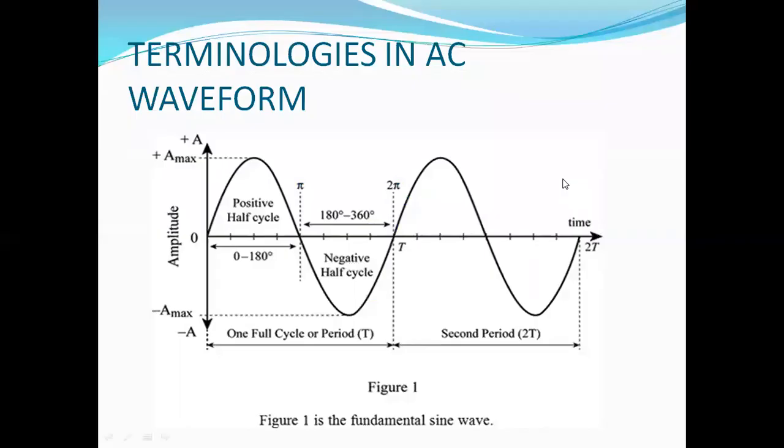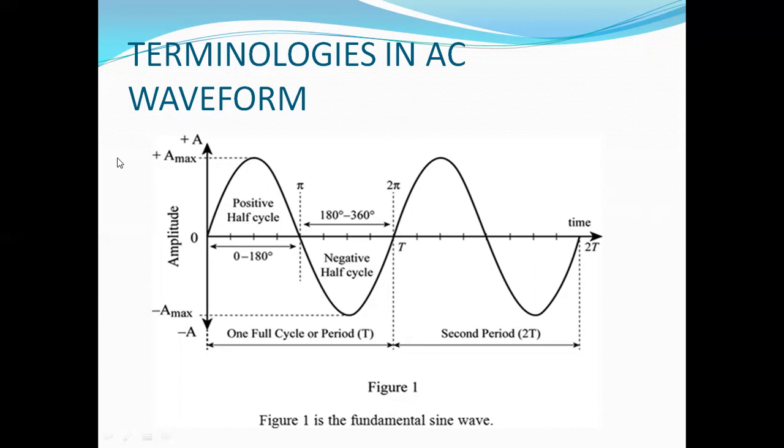So here the terminology is related to the sinusoidal waveform or AC waveform. Observe this figure, it is the sinusoidal waveform. The sine wave, we always know, constitutes a positive half cycle and a negative half cycle. In generation we already studied how this sinusoidal wave is generated. Here is the positive half cycle, here is the negative half cycle, and both form a complete cycle.